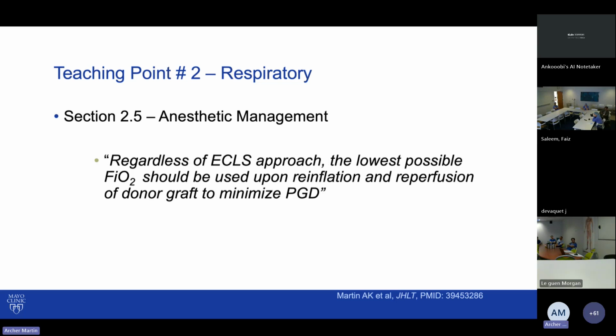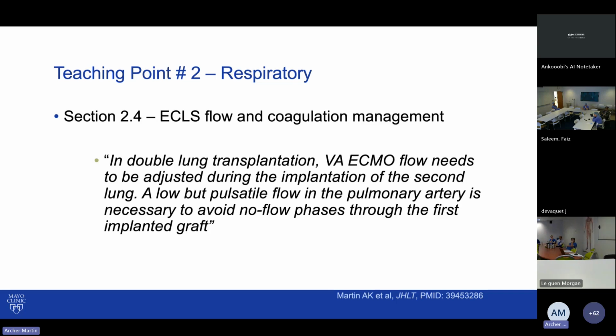Regardless of ECLS approach, the lowest possible FiO2 should be used upon reinflation and reperfusion of donor graft to minimize PGD. Now, this is backed up by some pretty rigorous data, particularly for the transplant world. It came from the lung transplant outcomes group. It's important to use an FiO2 of 40% or lower. I would say that if you're using ECMO, you might be able to provide yourself a situation where you can actually use air, use a lower FiO2 than 40%, but it needs to be at least 40% or lower when you're taking care of these patients.